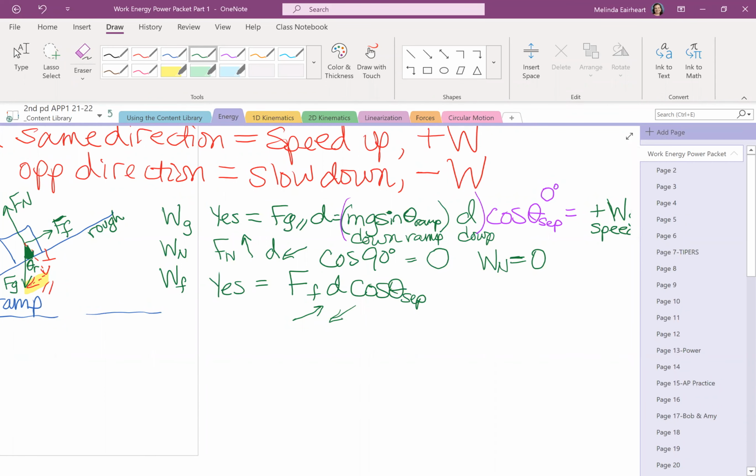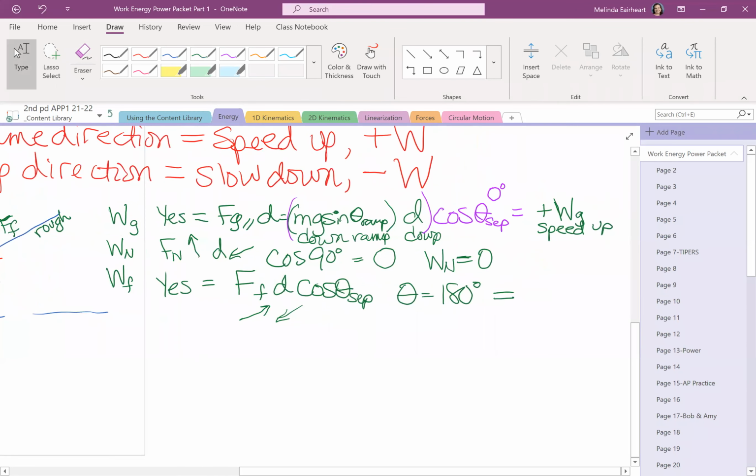But what angle separates up the ramp and down the ramp? 180, so it would be an angle of 180 degrees. So what kind of work is friction gonna do? Negative work done by friction.